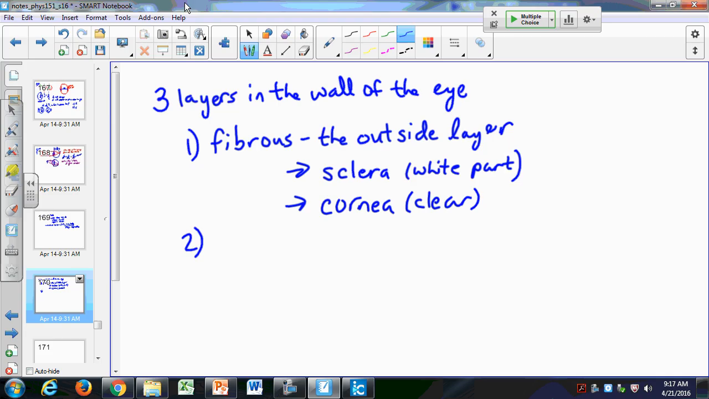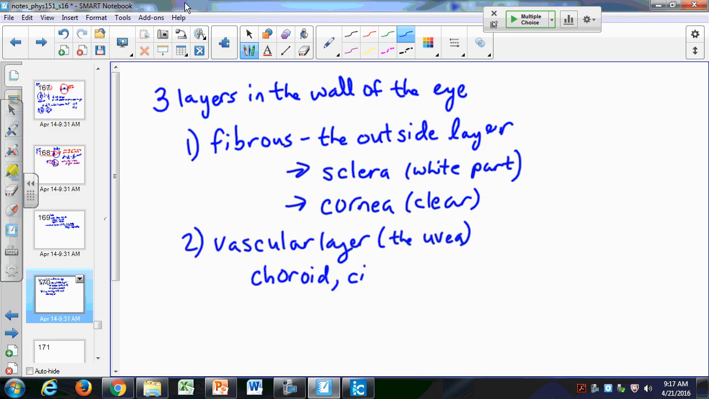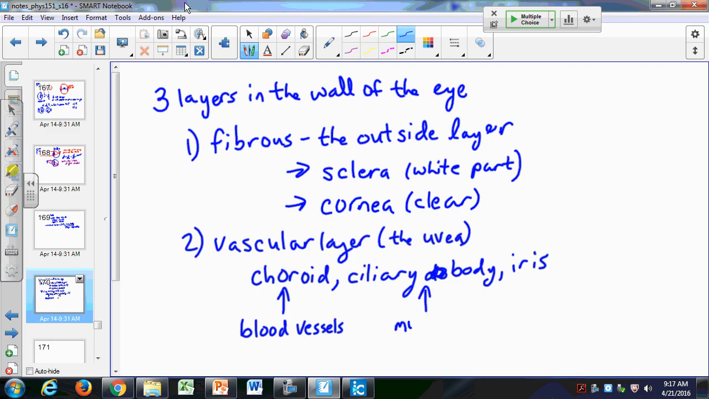The next part is the vascular layer. The vascular layer is also called the uvea. It consists of the choroid, the ciliary body, and the iris. The choroid contains blood vessels. It takes nutrients to your eye, the things that your eye needs to function. The ciliary body is a muscle that changes the shape of the lens.